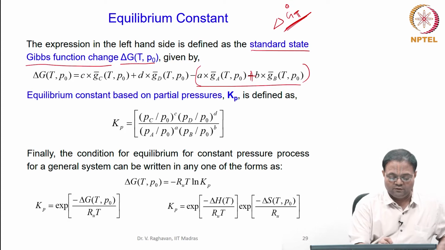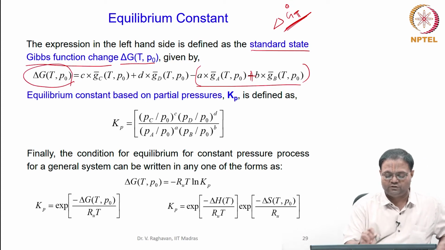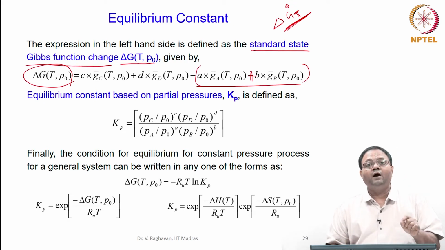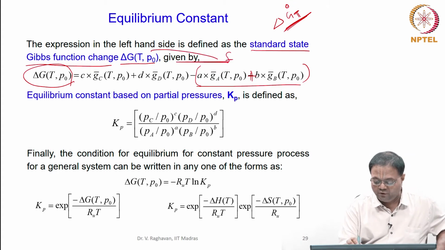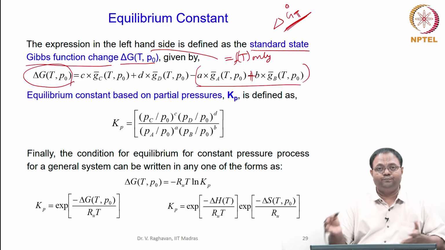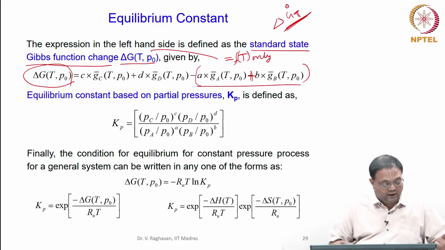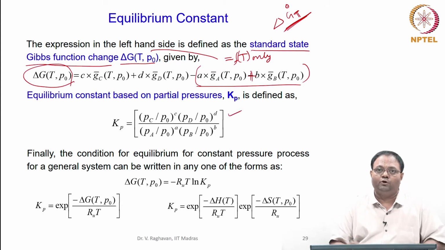So, this is the standard state Gibbs function change, calculated at any temperature, but only at atmospheric pressure. That means delta G is a function of temperature only. Now, on the right hand side, I have already grouped the partial pressures like this in the natural logarithm term, correct?